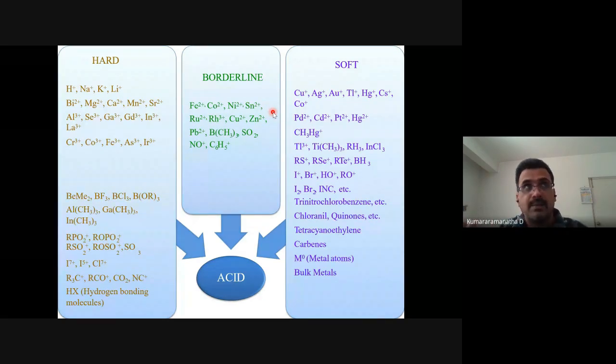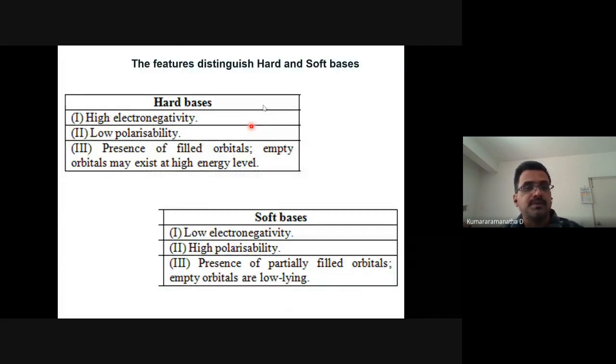In the exam, if they ask you about HSAB theory, you need to write the HSAB theory in 3 lines: hard acids react with hard bases, and vice versa. After that, mention what exactly hard acids are, or give that table where you can differentiate them, and then give 1 or 2 examples of hard acids and 1 of soft acids. That's it. No need for borderline cases. If you remember, you can write them; if you don't remember, it's fine.